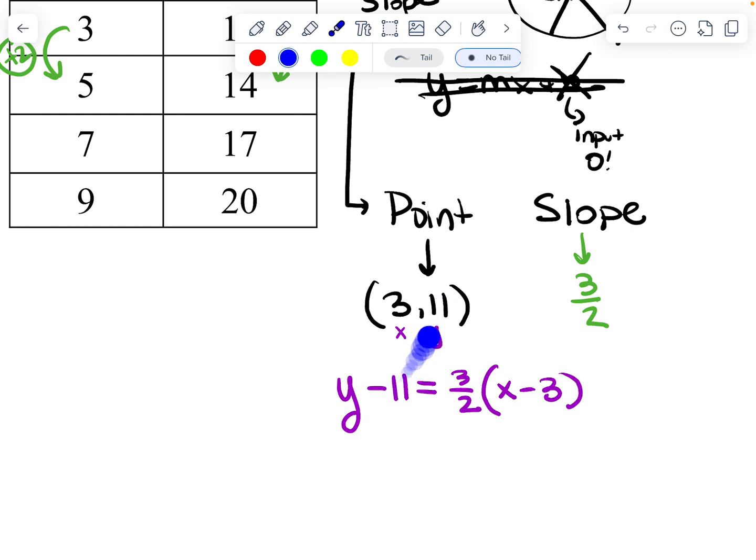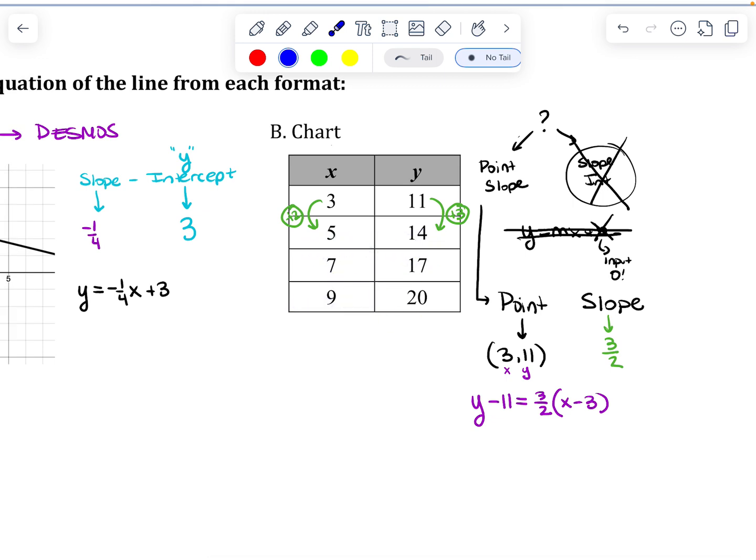Y goes with y, the x goes with x in parentheses, and then the slope goes right in front. So the nice little equation is straight up. You can do any of the points on here that you like. It doesn't matter which one. I just picked 3, 11 because it was first. And that's it. Hope that helps.